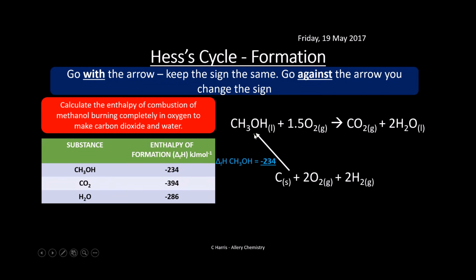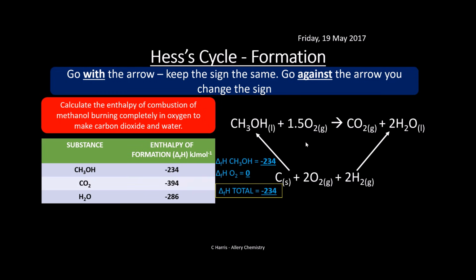Again, we're looking at the enthalpy of formation of methanol. This is minus 234. Notice we don't have oxygen. It hasn't actually changed. So the formation enthalpy changes of elements are always 0. This has gone from O2 to O2, so there's no change. So the total on this side is minus 234.